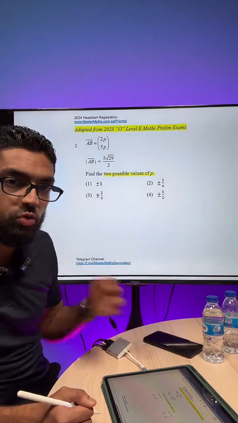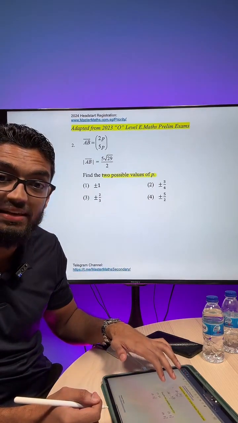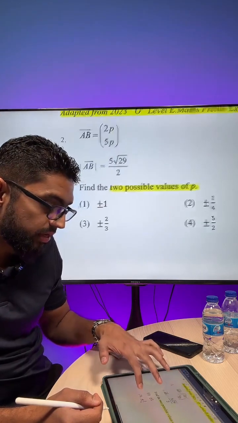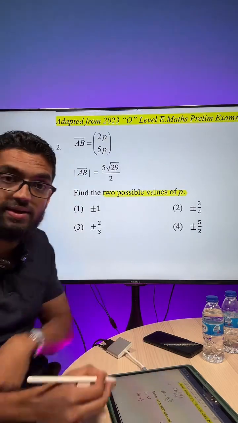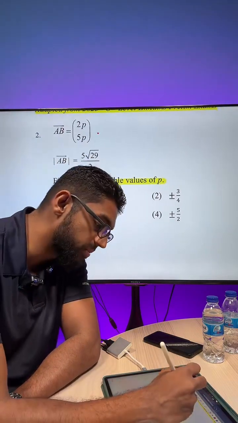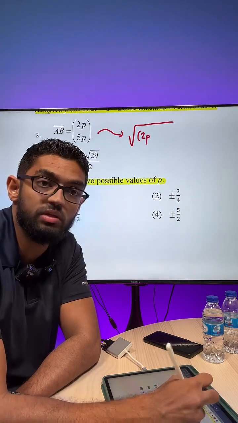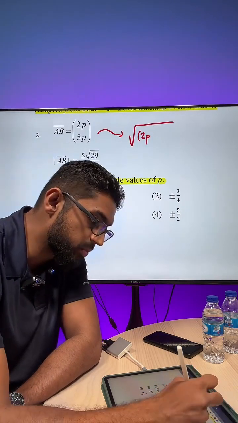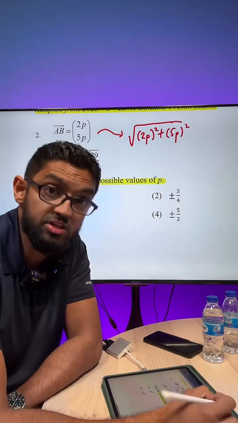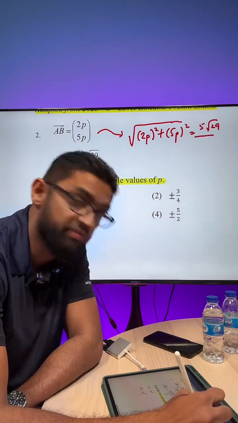Okay, now let me just go through this with you guys. We have a vector here, 2p and 5p. We are on the vectors question, question number 2 now. So what we need to do is to put this into a magnitude format. So we will have 2p whole thing squared. Please remember to put a bracket there, plus a 5p whole thing squared. And this, my friends, will be equals to 5 root 29 divided by 2.